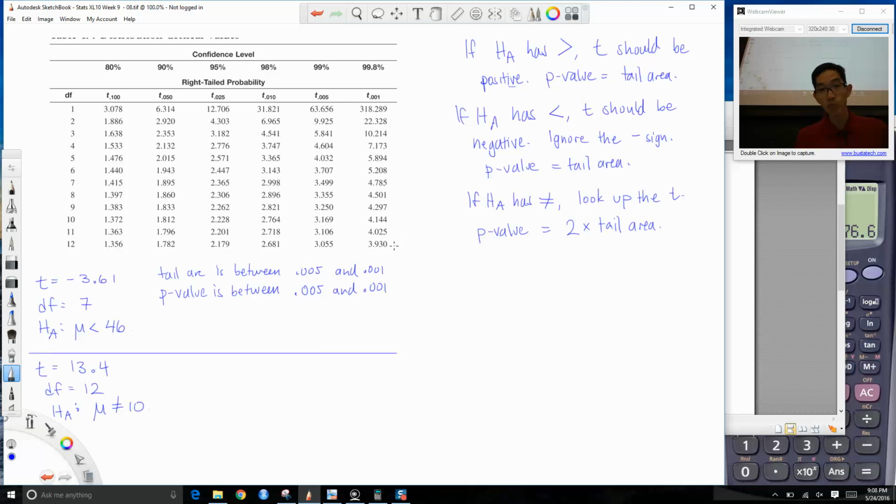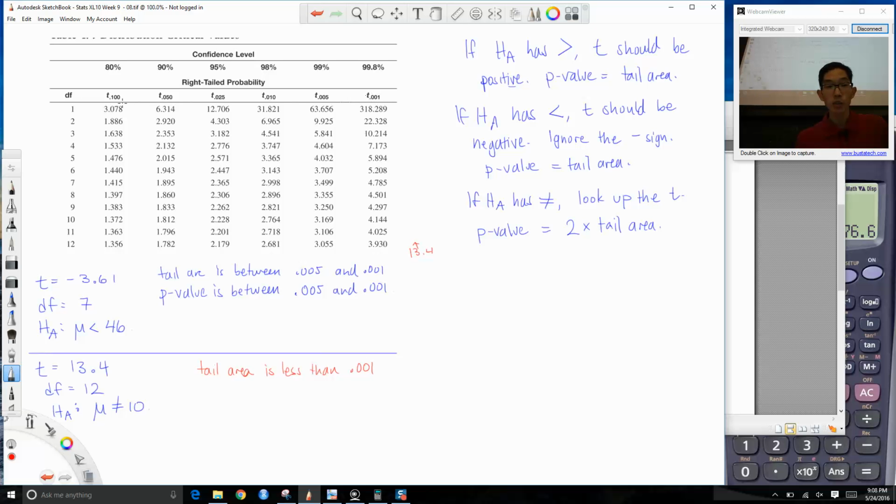So 13.4 is way bigger than 3.93, or it's just bigger. Whether it's way bigger or just a little bit bigger, it doesn't matter. What we have is that I'm going to put 13.4 over here. So that means my tail area is what? Well, before I do, my p-value is 2 times my tail area, but what is my tail area? How does it compare to 0.001? My tail area is less than 0.001.